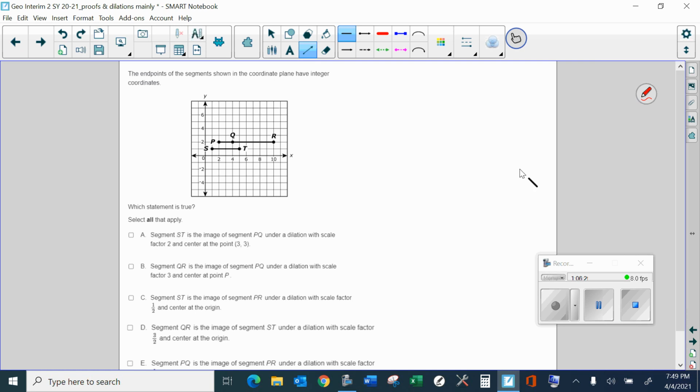The endpoints of the segment shown in the coordinate plane have integer coordinates. It's already telling you integer coordinates, no decimals. Okay. Which statement is true?